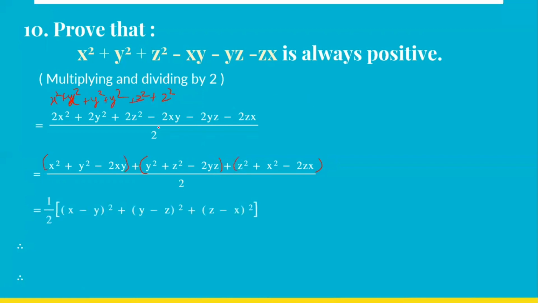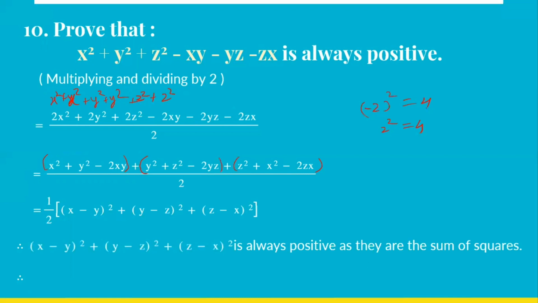This is 2 which was in the denominator. So we write it as a half in bracket. This is the expansion of x minus y the whole square, y minus z the whole square, plus z minus x the whole square. Now, minus 2 square is going to be 4 and 2 square is also 4. The squares of the negatives will always be positive. So the perfect squares will always be a positive number, remember.